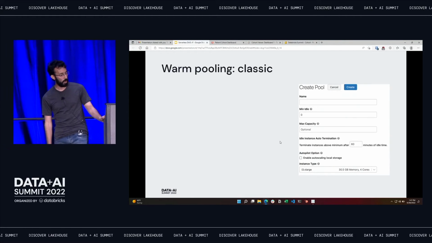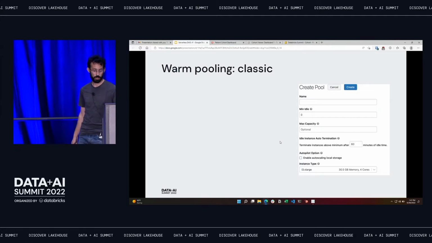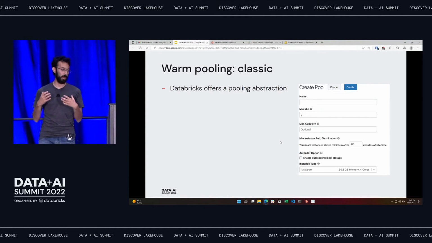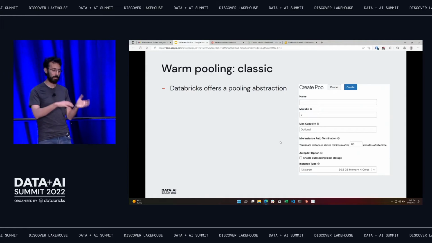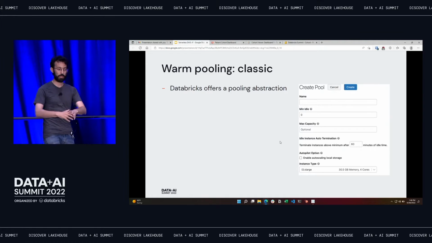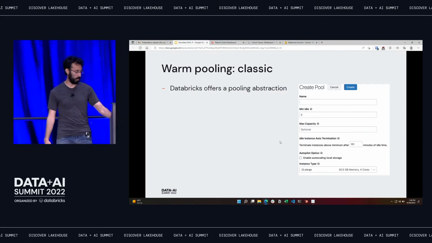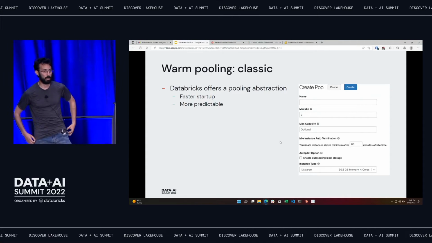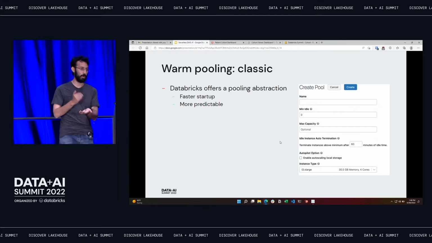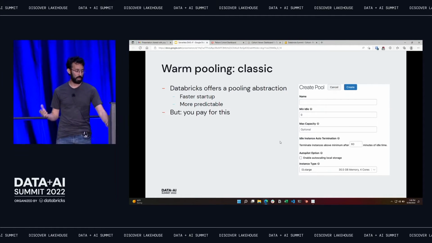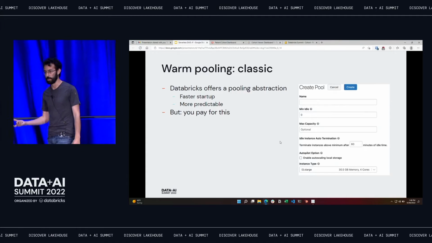Regarding warm pools, Nikhil actually showed this feature called instance pooling, where a user can, in their account, create a pool, set a minimum idle, set a maximum capacity, and an instance type. And then you can provision an extra capacity of VMs that are unused. This offers faster startup and more predictable startup time. So if you have jobs that you want to run regularly and complete on time, this is a great feature for that. But the major problem is you, of course, pay for these instances.